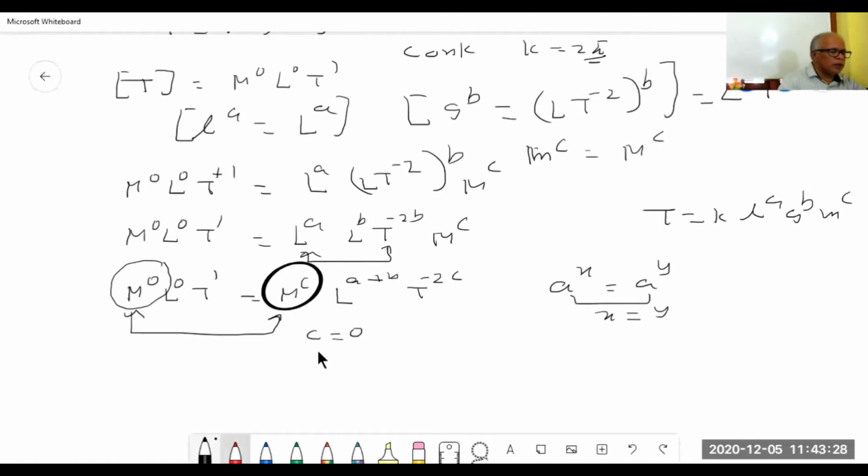Next one, L raised to 0, L raised to A plus B, must be equal to 0. Then T raised to 1, T raised to minus 2C, minus 2C is equal to 1. C is equal to minus 1 by 2.